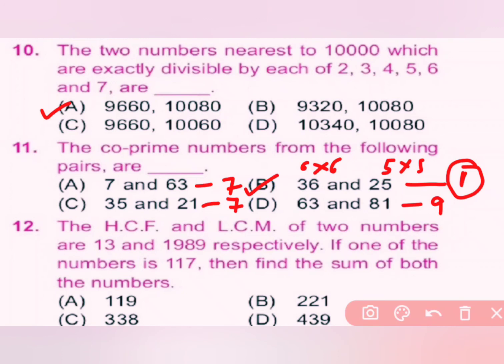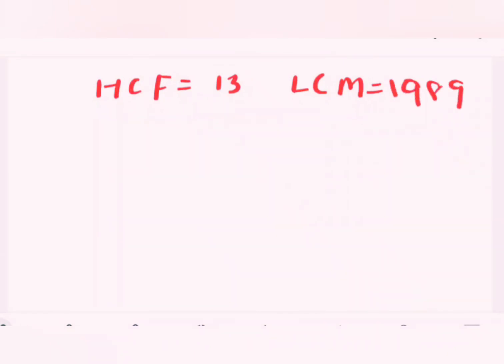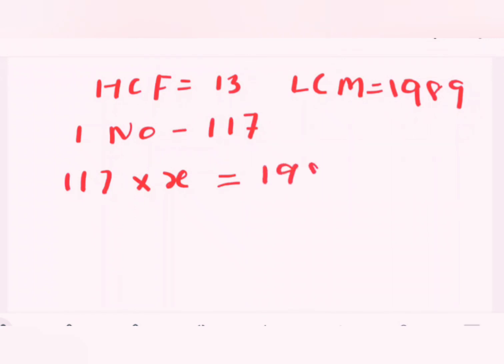Question number 12. The HCF and LCM of two numbers are 13 and 1989 respectively. If one of the number is 117, then find the sum of both the numbers. Here given HCF is 13 and LCM 1989 and one number is 117 and our equation is product of two number means 117, we take it as other number, x is equal to LCM into HCF.